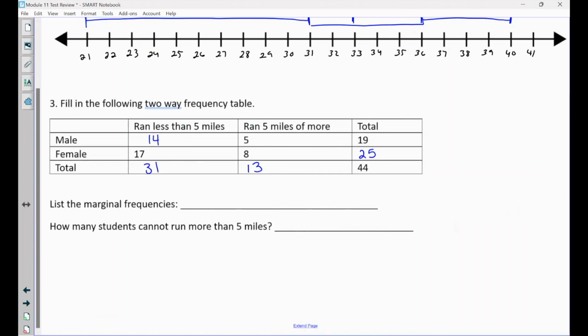Now it wants me to list the marginal frequencies. Remember, the marginal frequencies are the ones on the outside. These are all my marginal frequencies. So I have 31, 13, 19, 25, 44. How many students cannot run more than 5 miles? Well, if I have students that ran less than 5 miles, I have a total of 31.